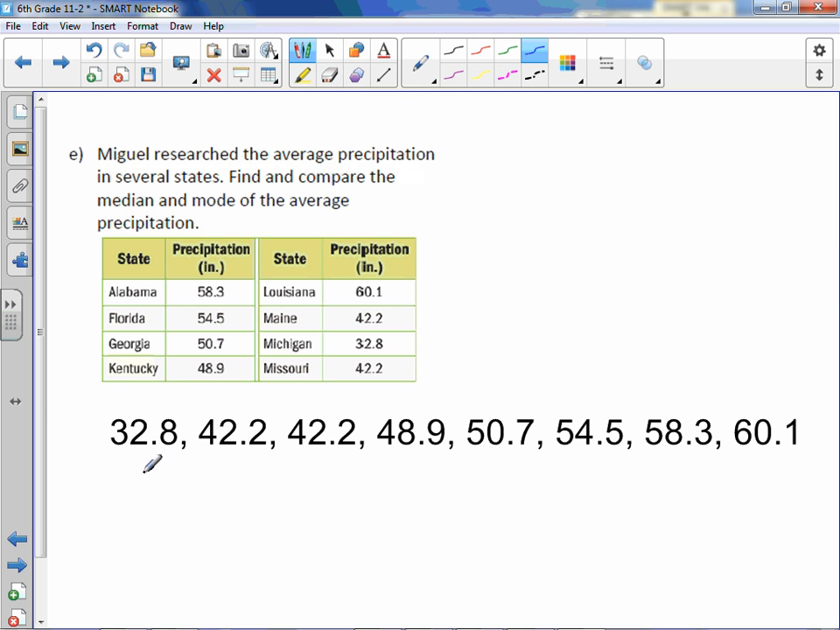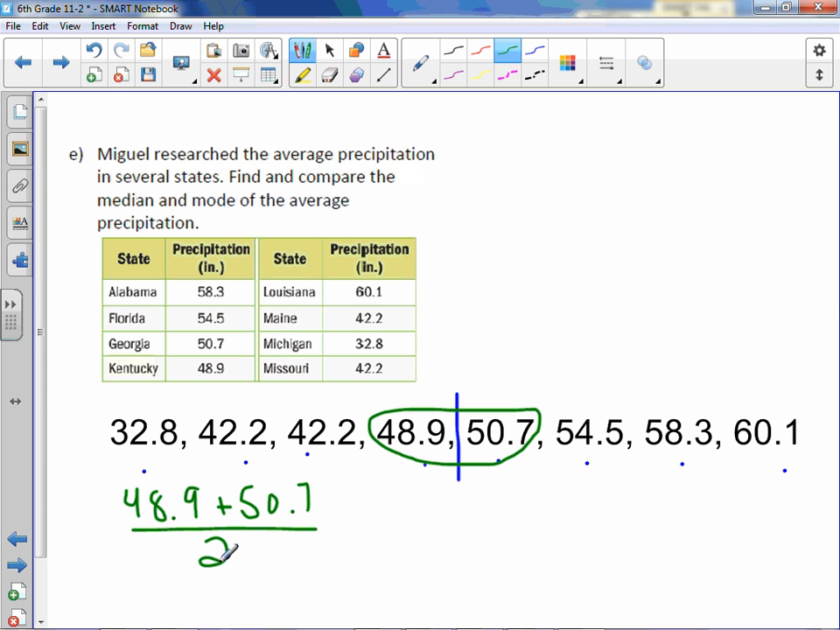To find the middle of the data, let's go ahead and do that. 2, 3, 4. We have another instance of 2 numbers in the middle. So let's go ahead and average them. 48.9 plus 50.7 divided by 2. Add them together and we get 99.6 over 2. Divide by 2 and we get 49.8 inches, which is our median.